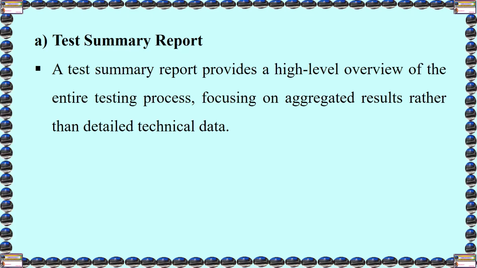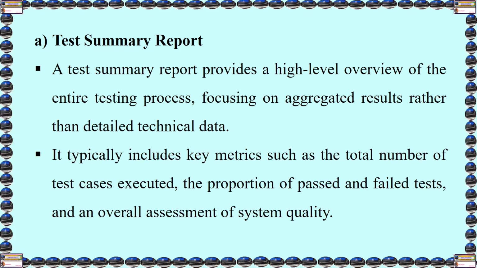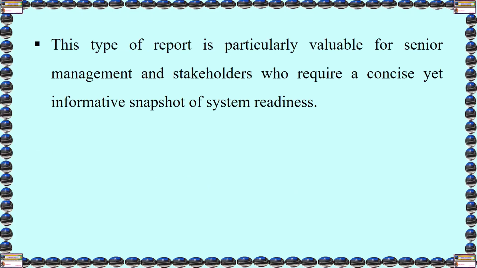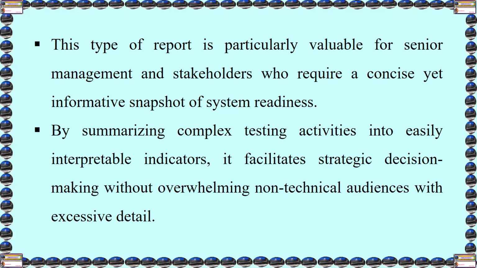A test summary report provides a high-level overview of the entire testing process, focusing on aggregated results rather than detailed technical data. It typically includes key metrics such as the total number of test cases executed, the proportion of passed and failed tests, and an overall assessment of system quality. This type of report is particularly valuable for senior management and stakeholders who require a concise yet informative snapshot of system readiness. By summarizing complex testing activities into easily interpretable indicators, it facilitates strategic decision-making without overwhelming non-technical audiences with excessive detail.